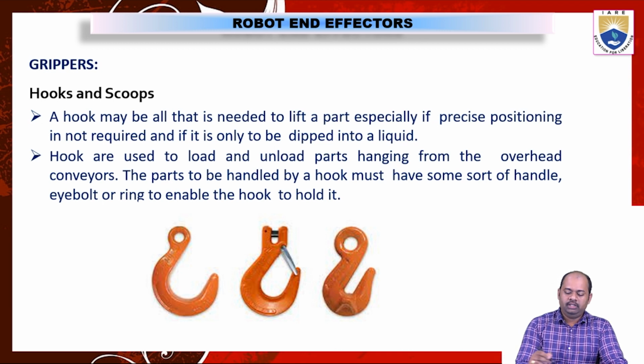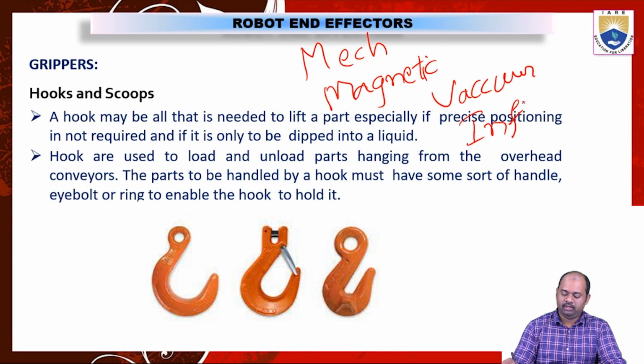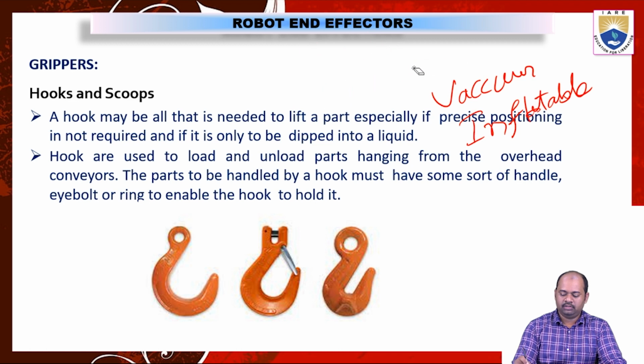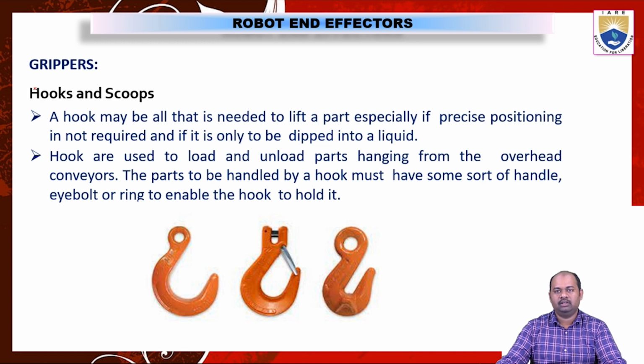We have seen a lot of grippers. The first kind is the mechanical gripper. The second is the magnetic gripper. The third is the vacuum gripper. And the fourth is the inflatable bladder type gripper. So these are some examples of grippers. Now in this lecture, we are going to see another 2 types of grippers: hooks and scoops. Now we'll see what a hook is and how it functions.